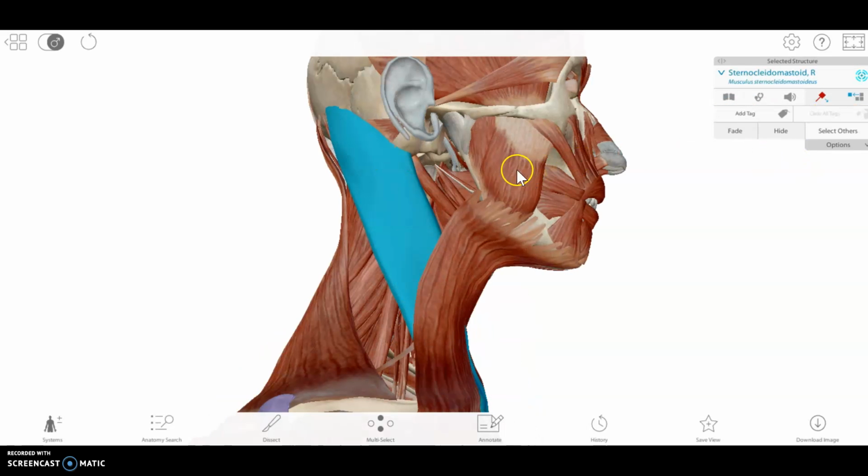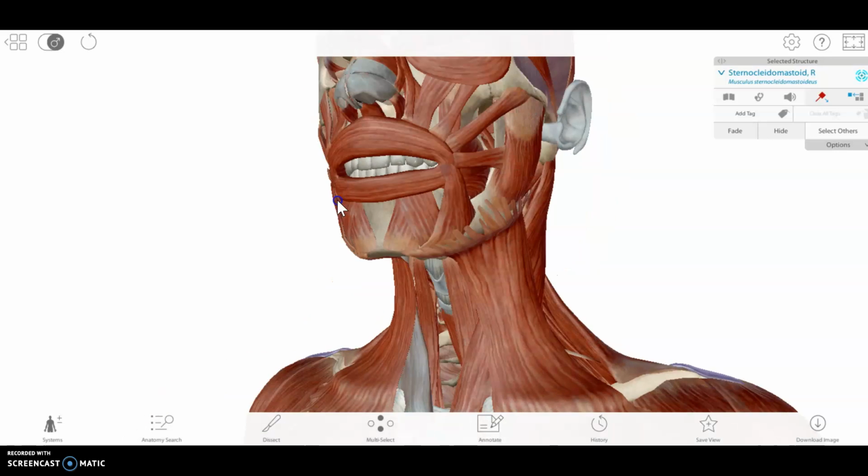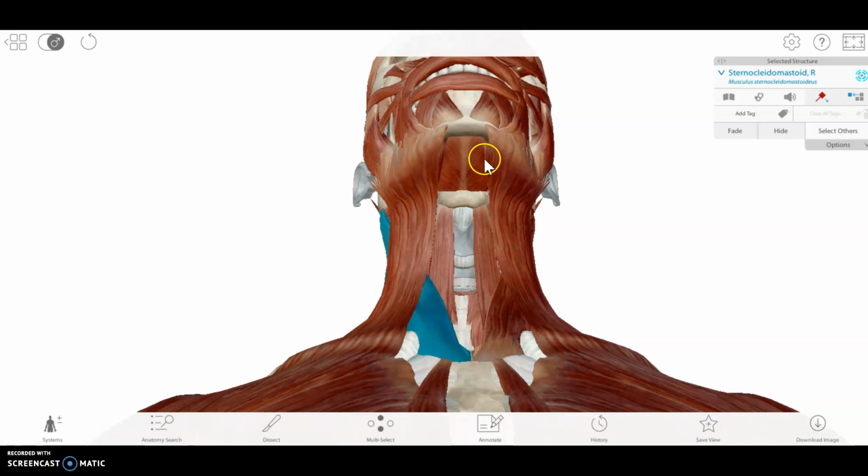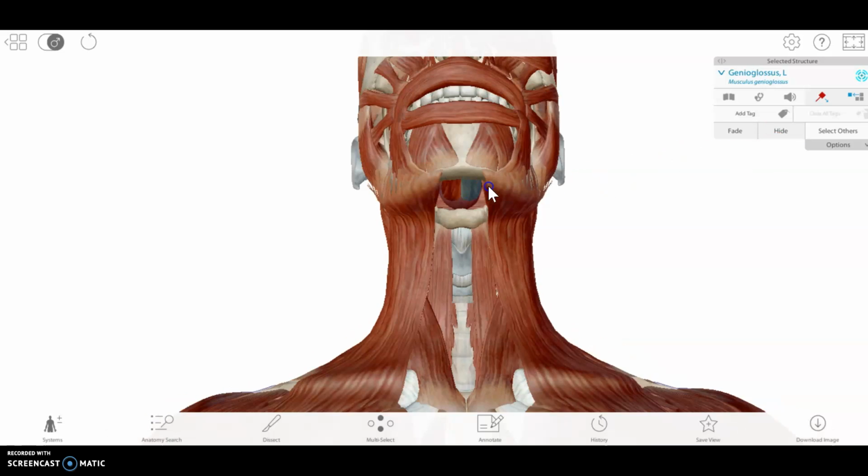Exit. And then the last one is the genioglossus muscle. This muscle helps you stick your tongue out, and this muscle is a very deep muscle. We're going to have to hide a lot of muscles in here. We need to learn this muscle because, when we get to the nervous system, okay, so there it is.